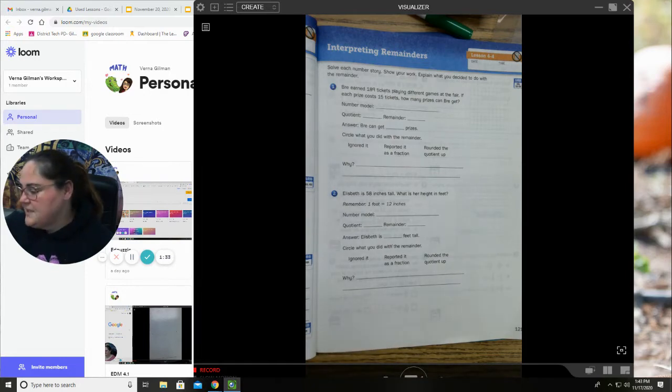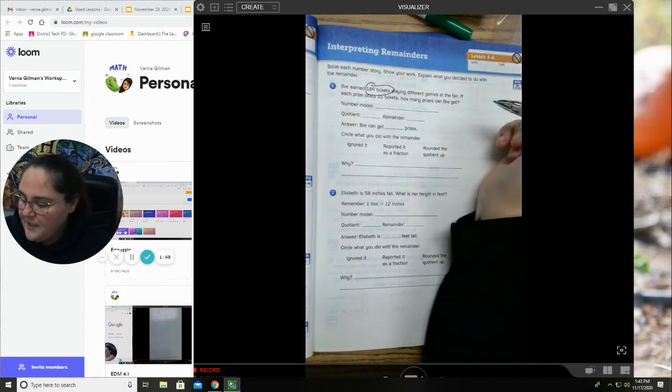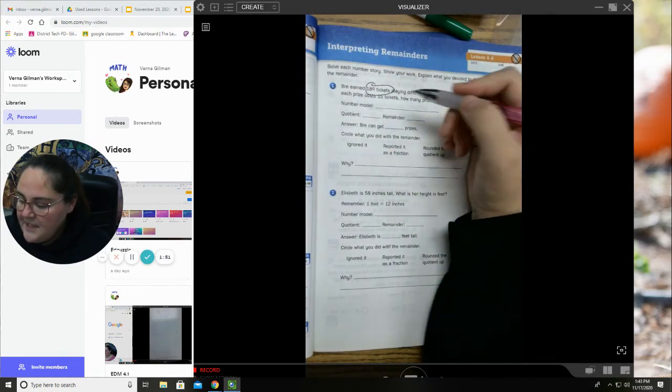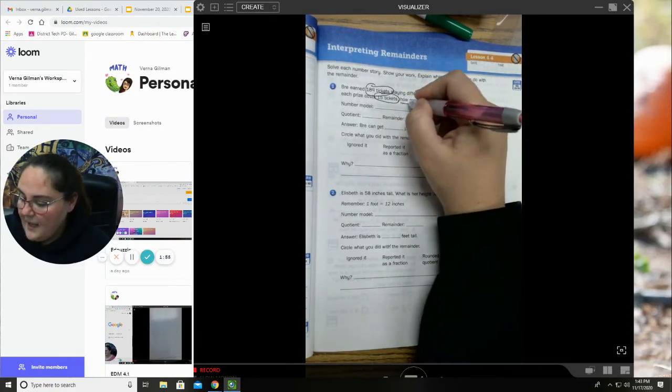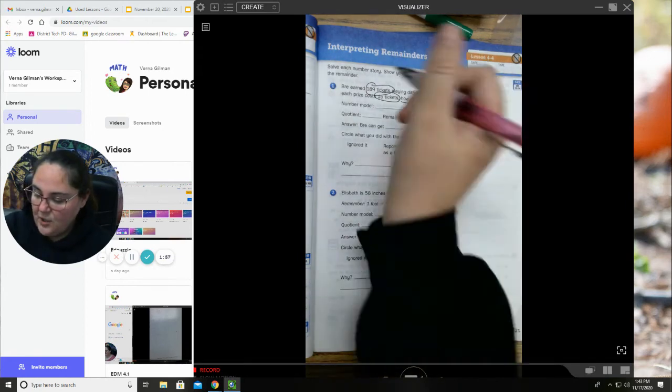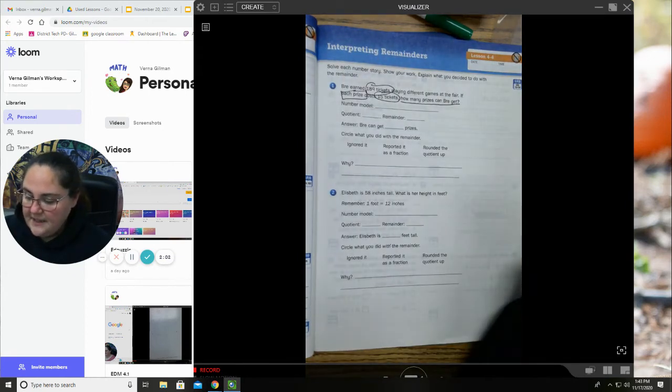So we're going to go through this assignment today, and we're going to do a lot of it together. We're going to do some of the division, and then your job is going to be to come up with what to do with the remainder and tell me why. So Bree earned 189 tickets playing different games at the fair. If each prize costs 15 tickets, how many prizes can Bree get? So each prize costs 15. How many tickets can she get?